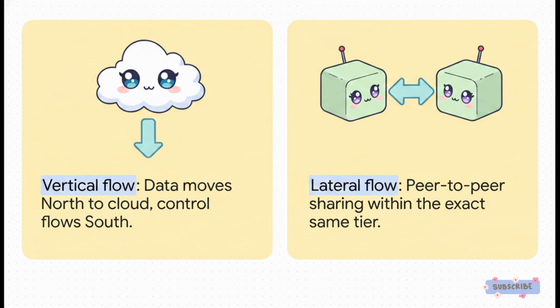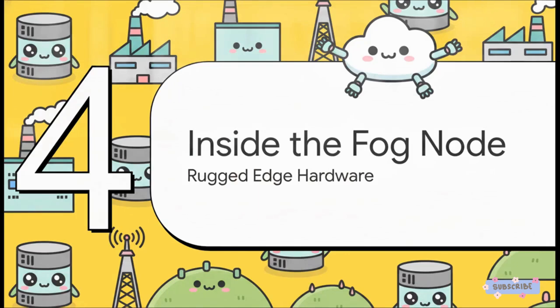If a Tier 1 node suddenly gets slammed by a massive traffic spike, it simply offloads tasks laterally to a neighboring Tier 1 node, without ever having to bother the cloud above it. Which leads us nicely into Section 4, taking a look inside the fog node itself.